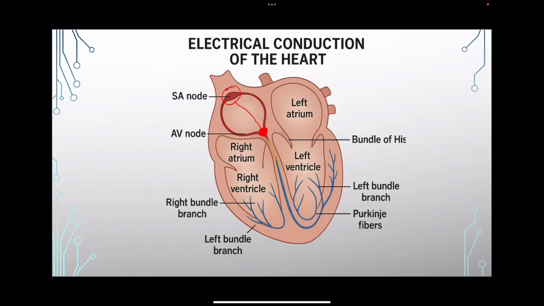So it flows down this stream, splits in two at the bundle of His, and then it'll go down both sides of these bundle branches throughout the Purkinje fibers. Essentially what it's doing here is dispersing the electrical signal evenly throughout your ventricles so it can contract all at once.